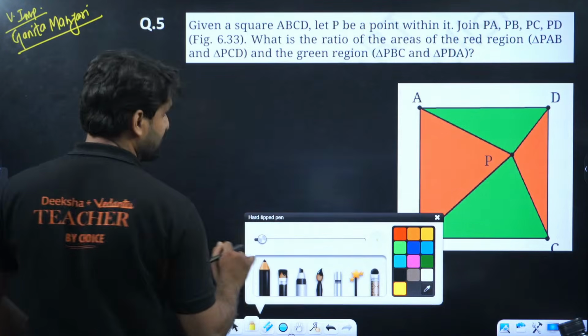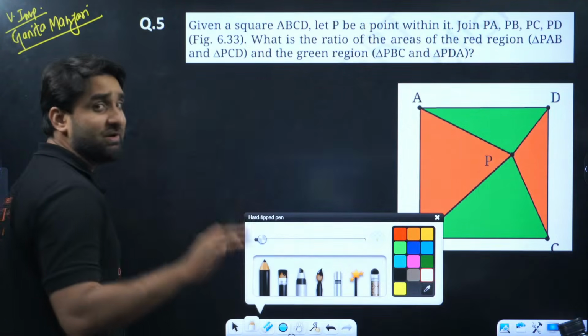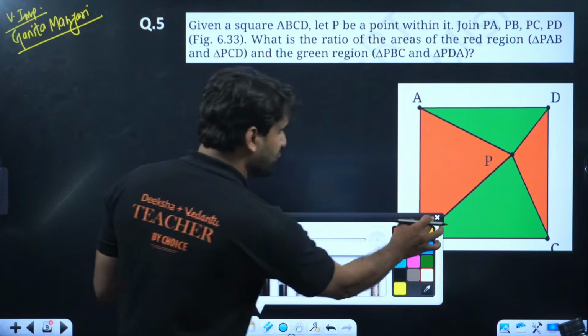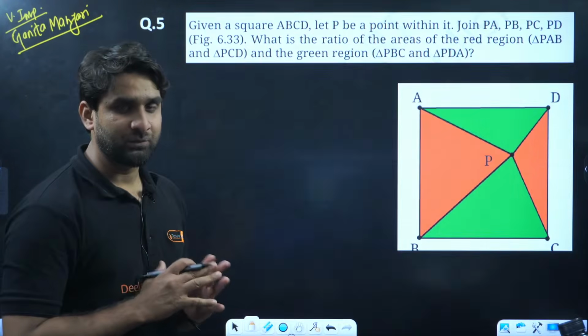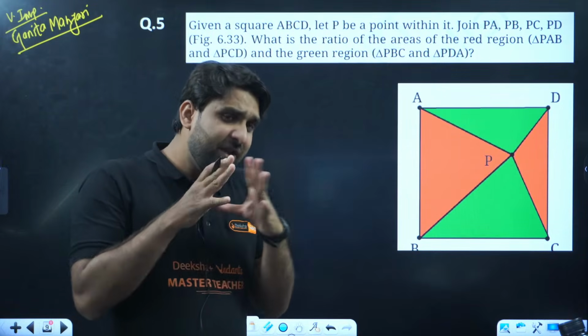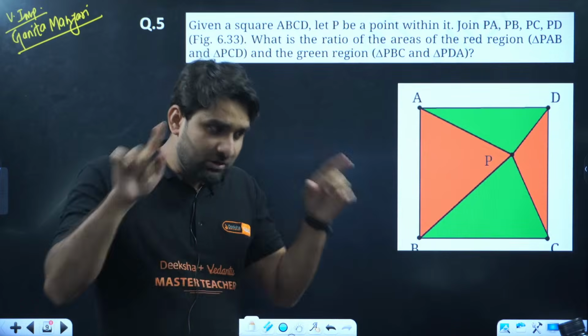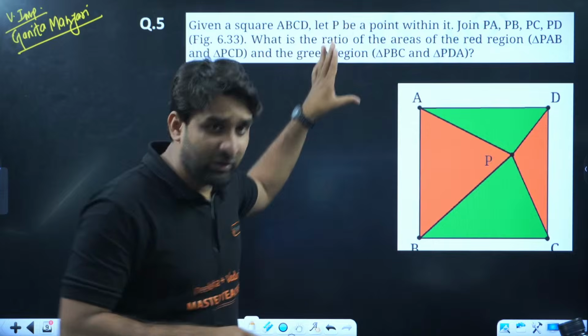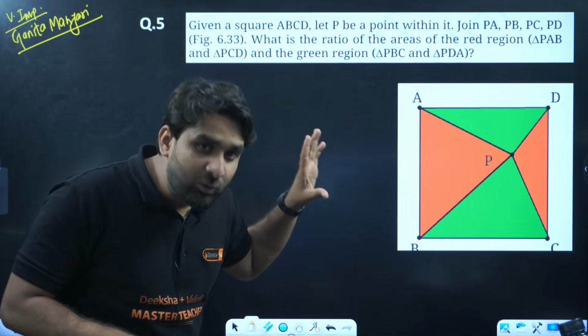So how to solve this question? Everyone please focus on the board. This is a good question, I would say. So my dear champions, what you need to do is one thing. It is clear that ABCD is a square, and if ABCD is a square, all the sides will be equal to each other.